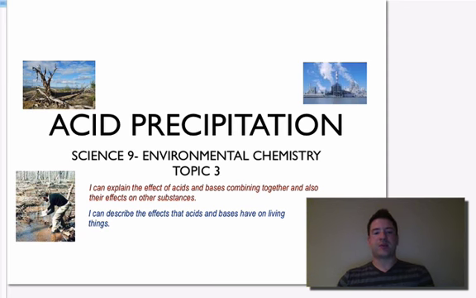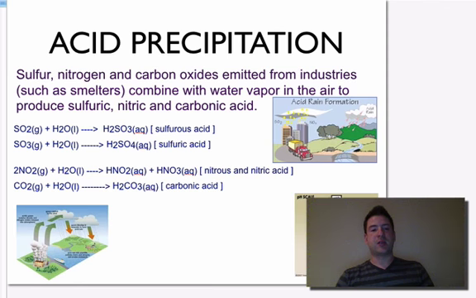We're going to be dealing with two general outcomes. The first one is I can explain the effect of acids and bases combining together and also their effects on other substances. And I can describe the effects that acids and bases have on living things. So we'll mainly focus on the second general outcome, but we do touch a little bit when we discuss neutralization of acid rain. With that information, we'll touch on the first outcome.